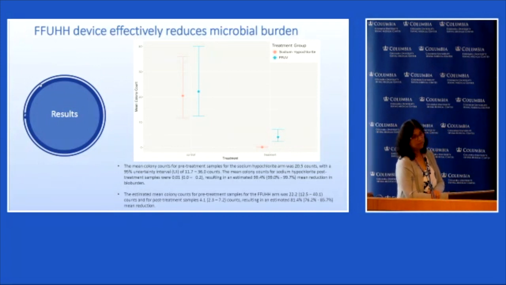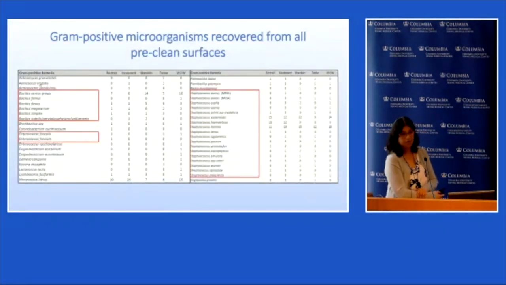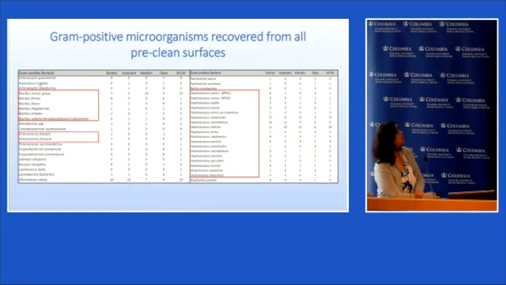So we concluded that this was effectively reducing the bioburden on the surfaces. Now, we wanted to see what type of microorganisms we recovered from these surfaces. First, we wanted to look at some of the gram-positive organisms that were recovered from these pre-cleaned surfaces. They mostly belonged to 4 different genera, as you can see. So they were Bacillus, Enterococcus, and Staphylococcus, as well as Streptococcus.